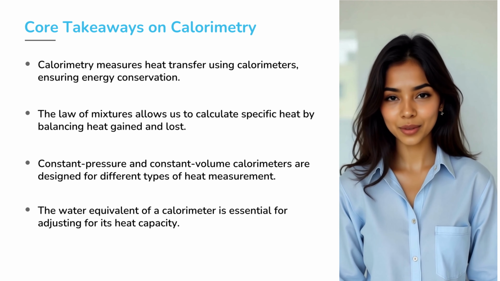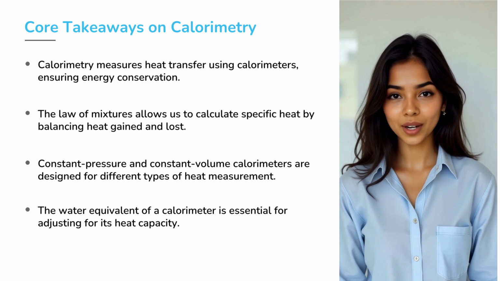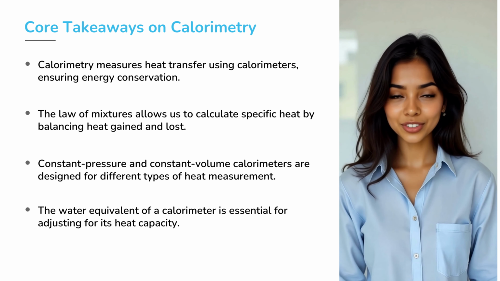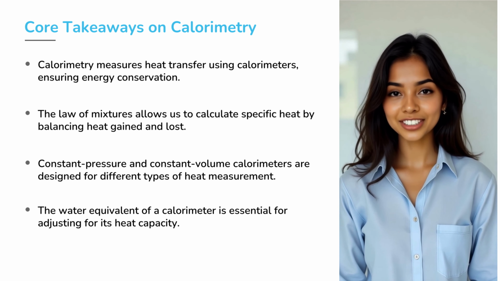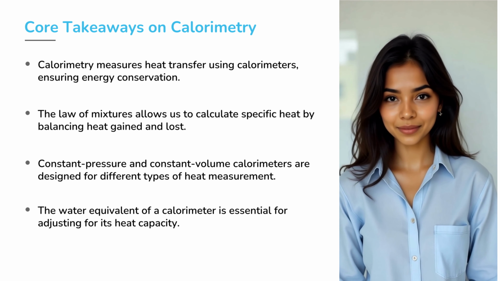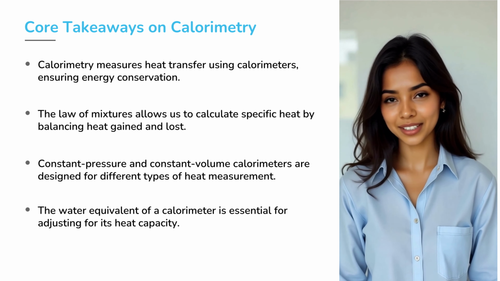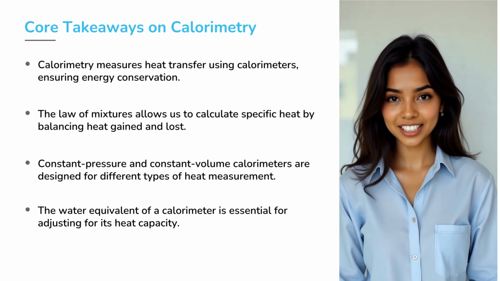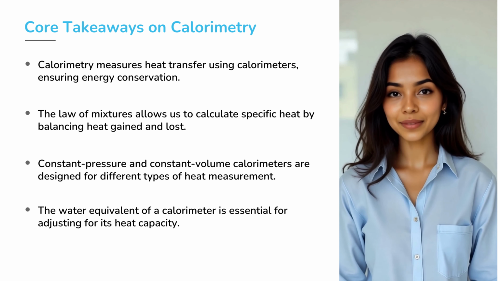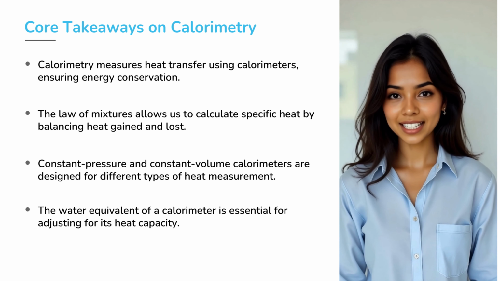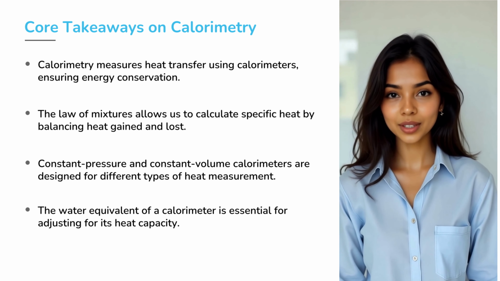The key equation to remember is Q equals m1 times s1 times (T1 minus T) plus the water equivalent of the calorimeter times (T minus T2). This process lets us determine specific heat capacity in experiments, providing critical data for understanding material properties. So, the next time you're cooking dinner or testing chemical reactions, remember that calorimetry is at the heart of understanding how heat moves and changes in our world.